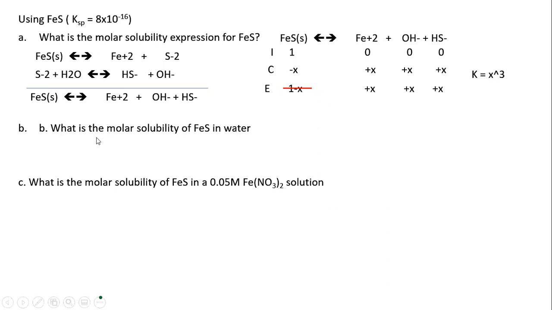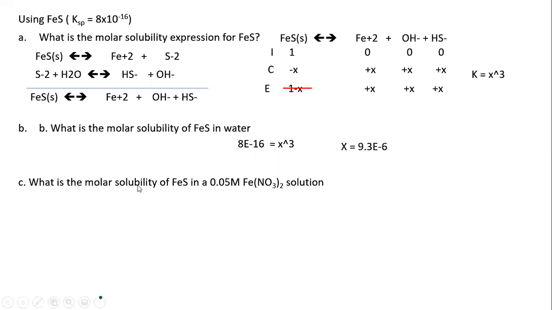So in B, we want to calculate the molar solubility of iron 2 sulfide. So again, we found the expression in the previous problem. We set X cubed equal to 8 times 10 to the negative 16. And we get X equals 9.3 times 10 to the negative 6. And so that would be the molar solubility of iron 2 sulfide.